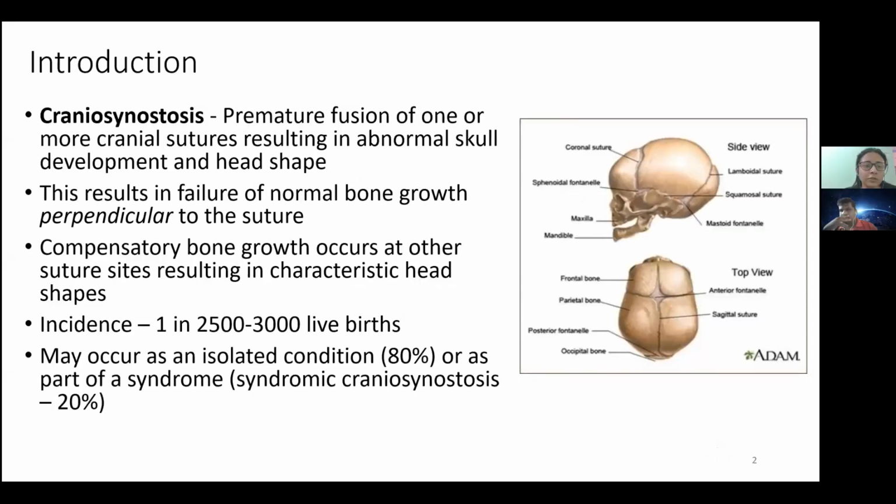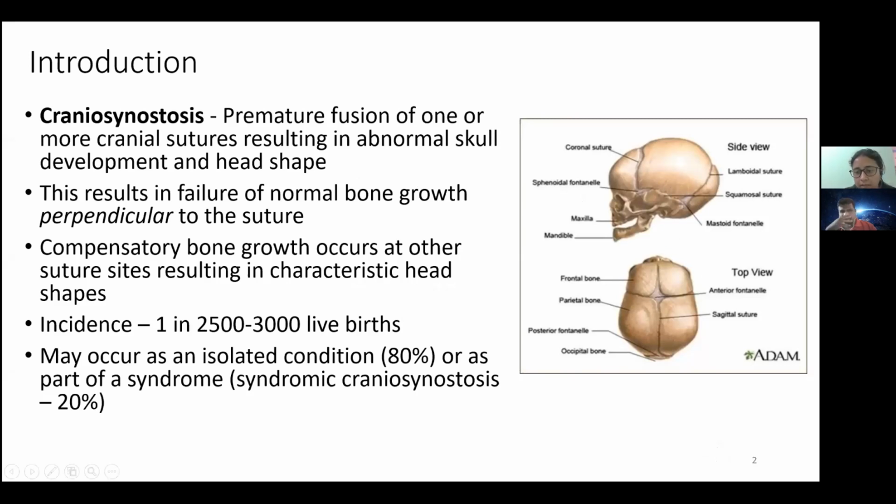So craniosynostosis refers to the premature fusion of one or more cranial sutures, resulting in abnormal skull development as well as an abnormal head shape. And this abnormal head shape can have serious psychological implications on a child who is growing up.